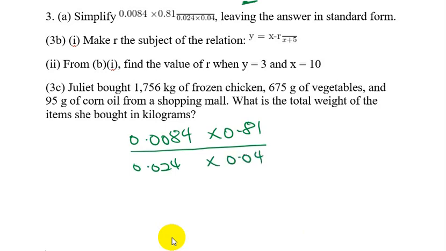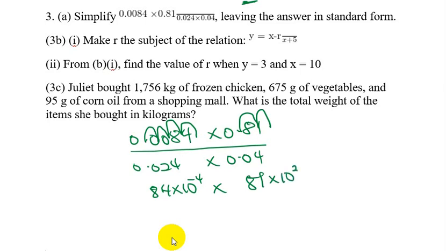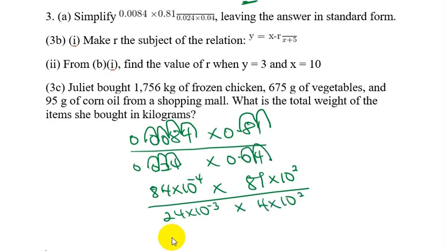We will convert them. We will move the point from here 1, 2, 3, and 4. So we're going to get 84 times 10 raised to the power minus 4 times, moving 1, 2, 81 times 10 raised to the power 2. All on, we will move from here 1, 2, 3, so 24 times 10 raised to the power minus 3. And also times, this one will move 1, 2, so 4 times 10 raised to the power 2.